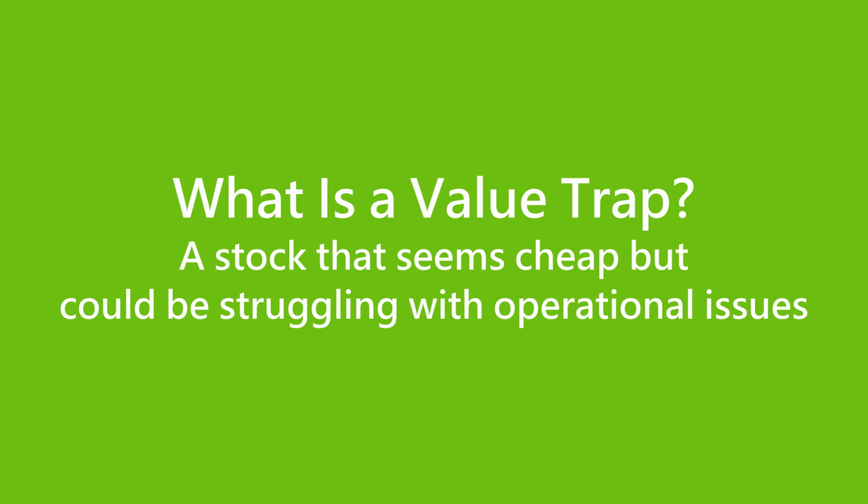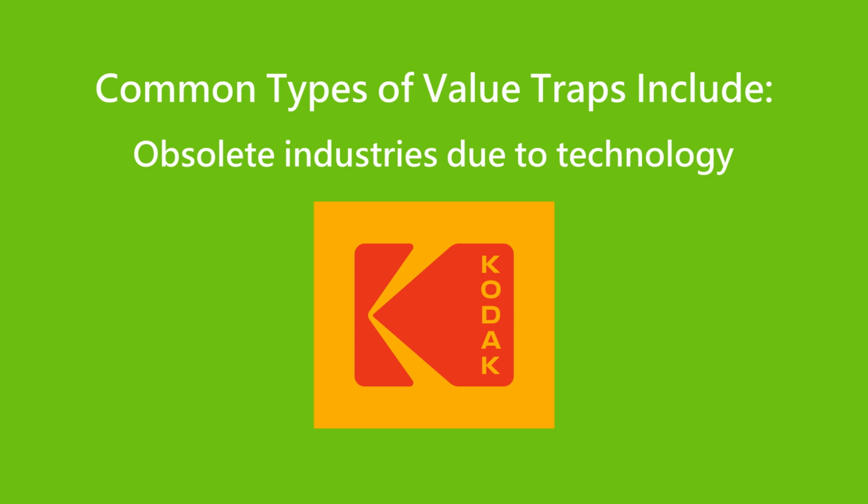A value trap is a stock that seems cheap on the surface, often because its PE ratio is lower than that of competitors, leading to a misleading perception of being undervalued. In reality, the company could be struggling with operational issues, causing a long-term downturn in its finances. Common types of value traps include obsolete industries due to technology. These are companies that gradually decline after disruptive technologies or business models emerge.